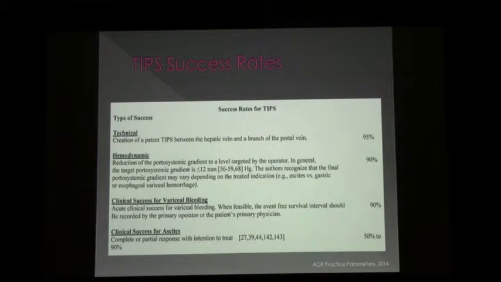There's different ways of determining if the TIPS is successful. I just posted this as an example. You can say technically it was successful simply because they were able to place the TIPS between the hepatic vein and the portal vein. Hemodynamically it corrected flow. Whether it corrected a variceal bleed or whether it corrected ascites. So there's different ways that they can measure the success of these.